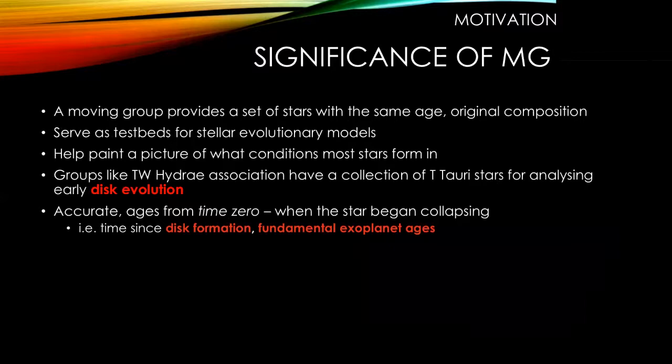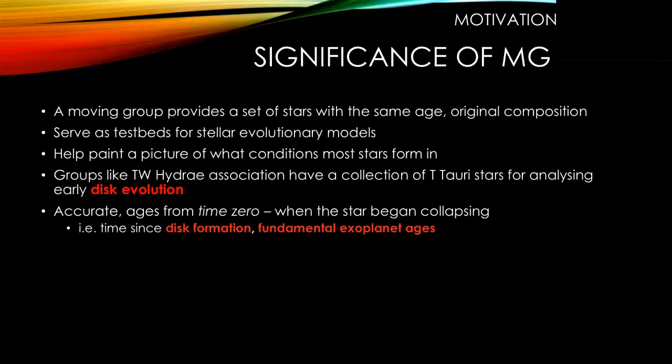But other purposes of moving groups are that they can serve as test beds for stellar evolutionary models, because you've got the total range of stars that are precisely the same age, all that sort of stuff. They help paint a picture of what conditions most stars form in. Groups like TWA, with T Tauri stars, apparently are useful for this evolution study. Accurate ages from time zero.